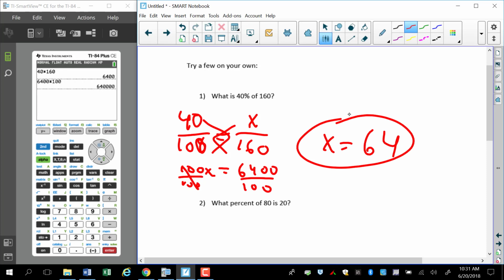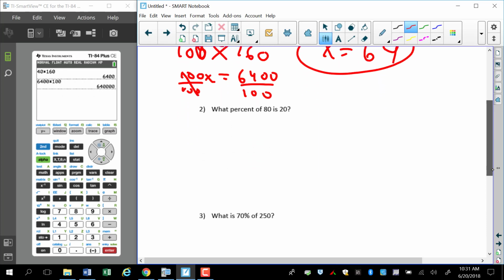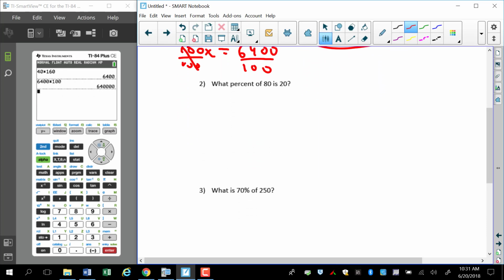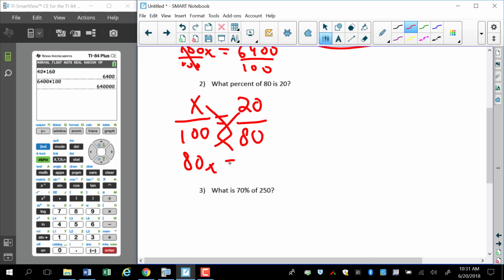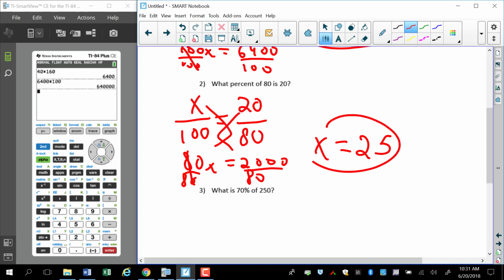What percent of 80 is 20? I think we had a problem almost identical to this just above. So what percent? We know the percents are out of 100. So let's just do this as a cross multiplication. 80x equals 2,000. Divide by 80. And x is equal to 25.